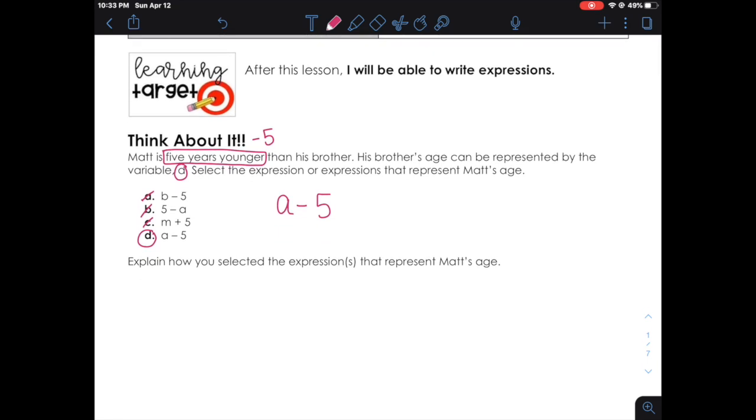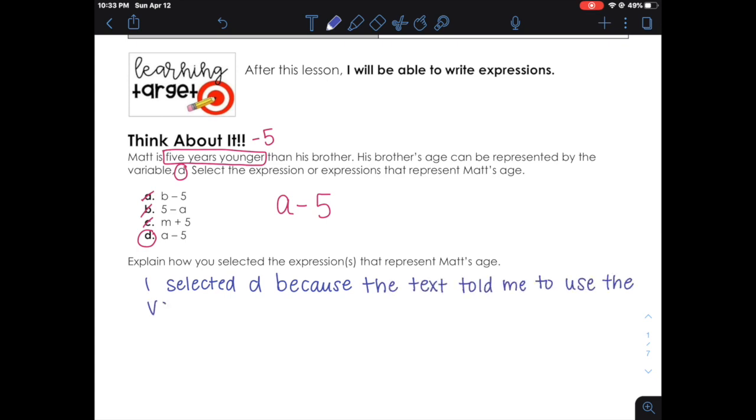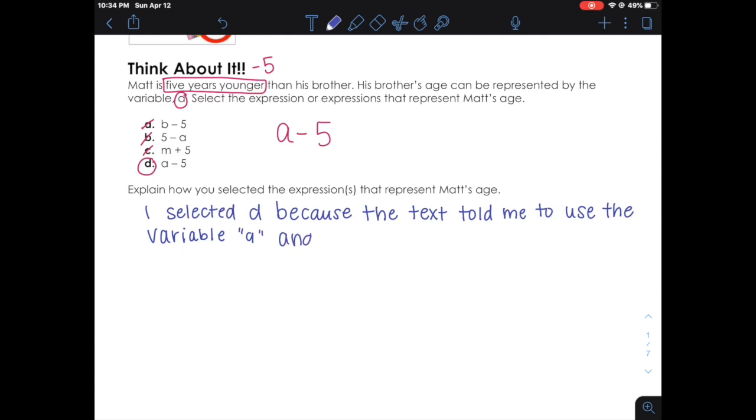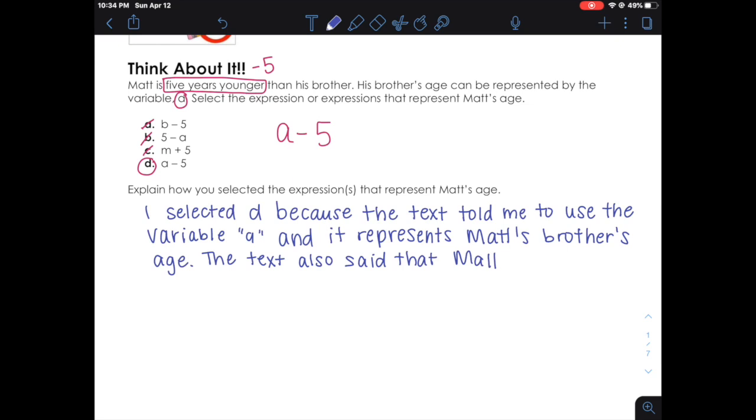So why did I select D? Well, I selected D because, let's see, I'm going to change colors. The text told me to use the variable a, and it represents Matt's brother's age. The text also said that Matt is 5 years younger than the brother. So I would have to take his brother's age, a, and subtract 5 to find Matt's age.